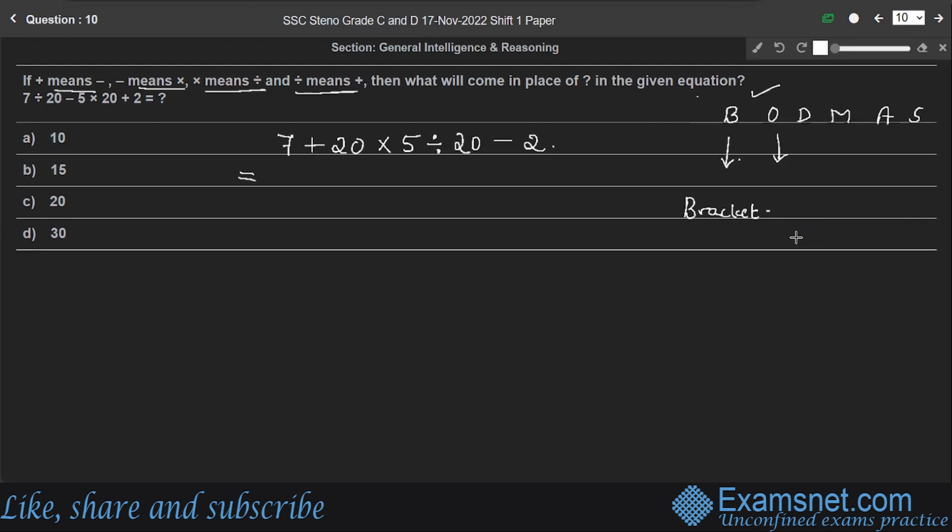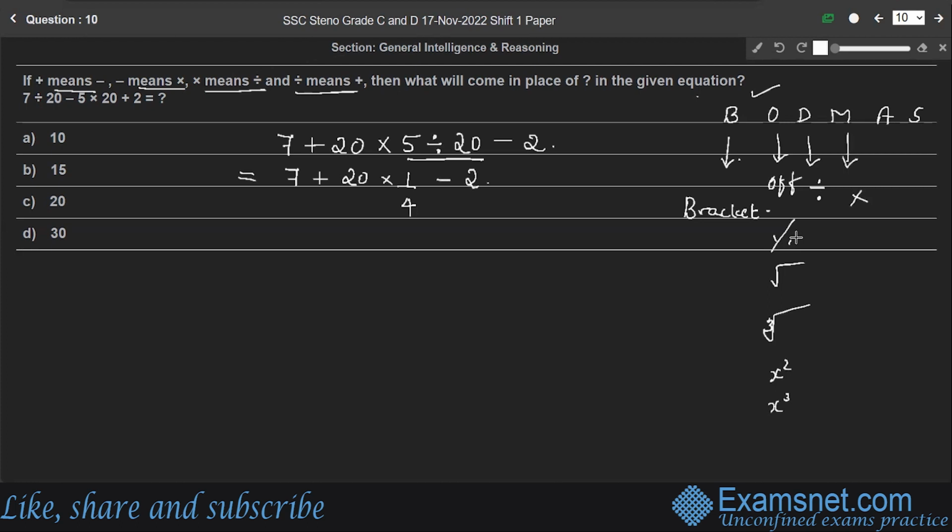Next comes Of. Of means if there is any percentage part or square root or cube root or square part or cube part, such parts should be removed after removing the brackets. Now, let us go for D. D means division, so the division part should be solved first. Here is the division part, which is 5 by 20. So 7 plus 20 into 5 by 20 means 1 by 4, minus 2.